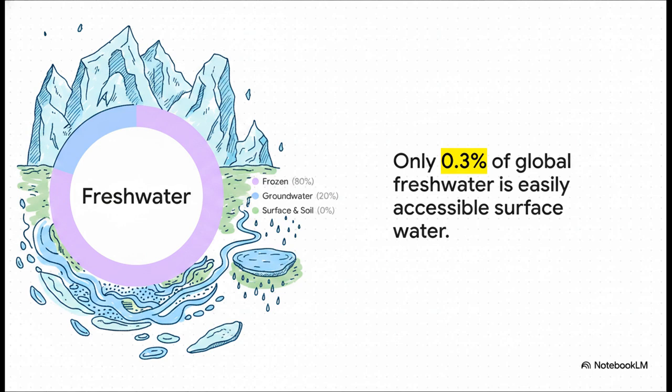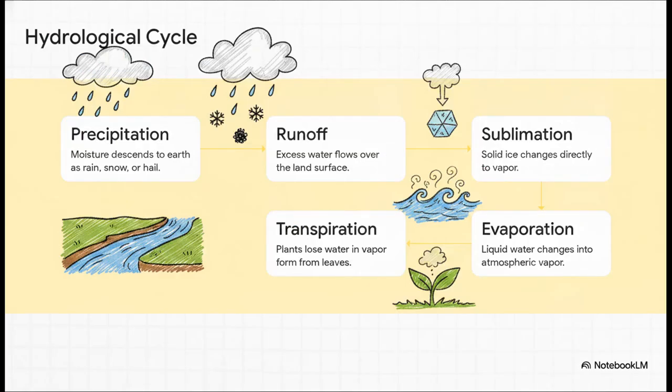It is incredibly limited. Because liquid water is so scarce, the Earth has to constantly recycle it through the hydrological cycle. It drops down as precipitation, moves across the land as runoff, turns directly from ice to vapor through sublimation, returns to the air via evaporation, and is released by plant leaves through transpiration. It's a continuous, closed loop, literally the planet's life support system.